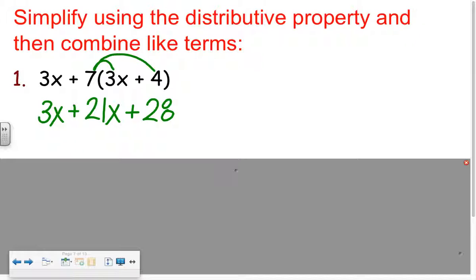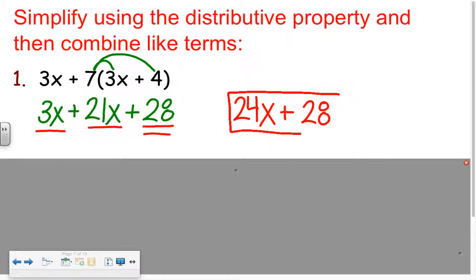Now I've got like terms to combine. So my 3x and 21x can be combined, and my 28 will remain by itself. 21x and 3x make 24x, and then I add on the 28 for my answer. 24x plus 28.